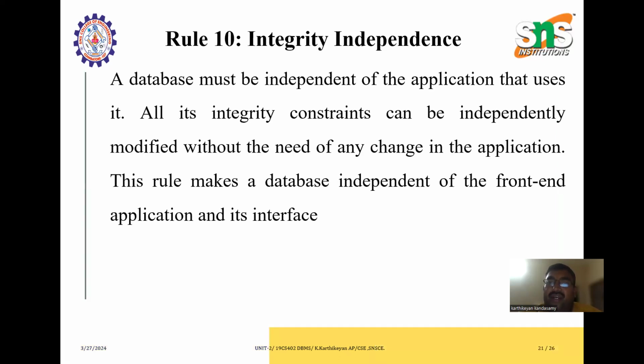Rule number 10, integrity independence. A database must be independent of the application that uses it. Its integrity constraints can be independently modified without the need for any changes in the application. The rule makes a database independent of the front-end application and its interface.